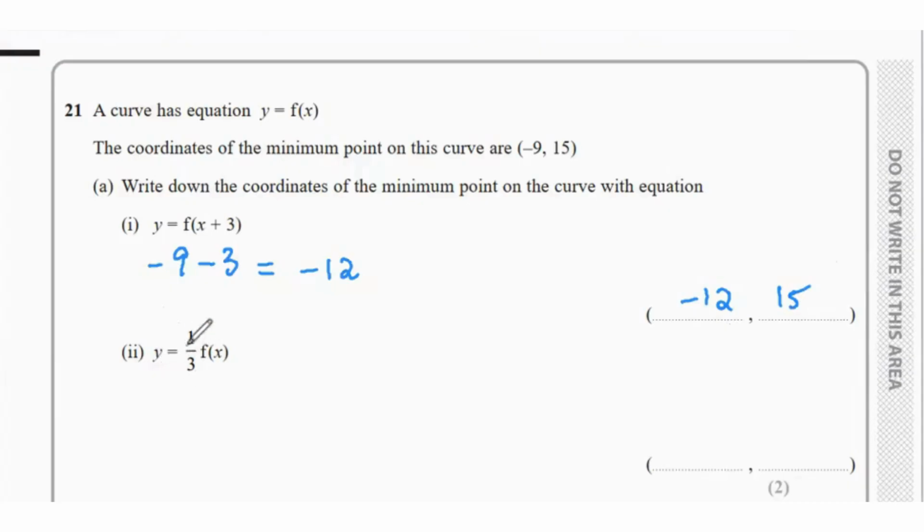And then it's y equals 1 over 3 times f of x. So now the scale factor is being multiplied to the function. So that changes the y value. So it's 15 times 1 over 3, which is 5. So x remains as negative 9 and y becomes 5.